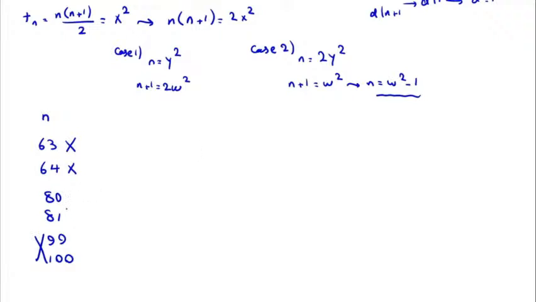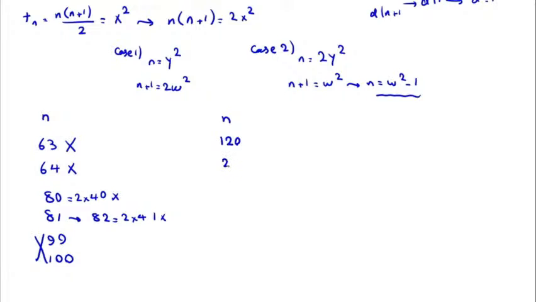So for 80, n is 80, so n should be 2 times a perfect square. It is 2 times 40, which is not a perfect square. For 81, n plus 1 should be 2 times a perfect square. So n plus 1 is 82, which is 2 times 41, it is not a perfect square. So the next n's we should check.